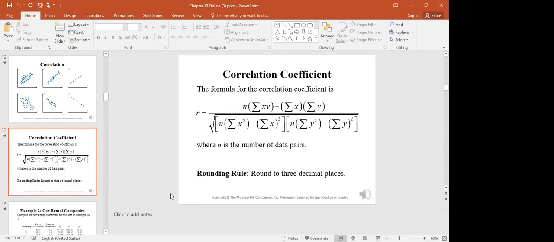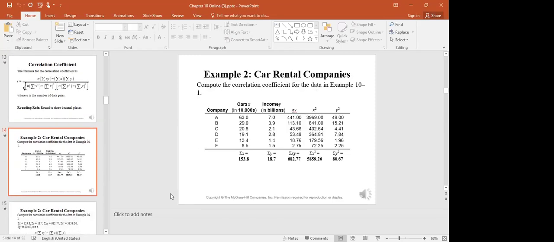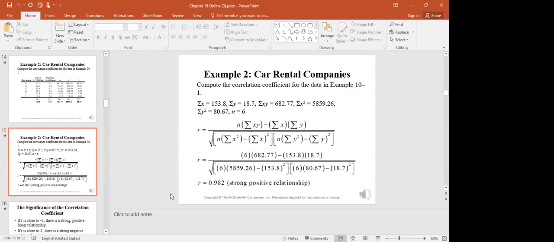The correlation coefficient is obtained using the following formula. So let's use the example that we had to find the correlation coefficient of number of cars in 10,000s and the revenue in billions. You can fit this formula into your calculator, but I will advise you to use Excel. So we are going to go back and learn how to use Excel to find this correlation coefficient.